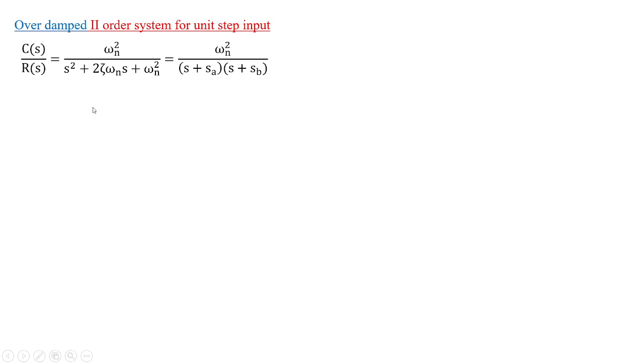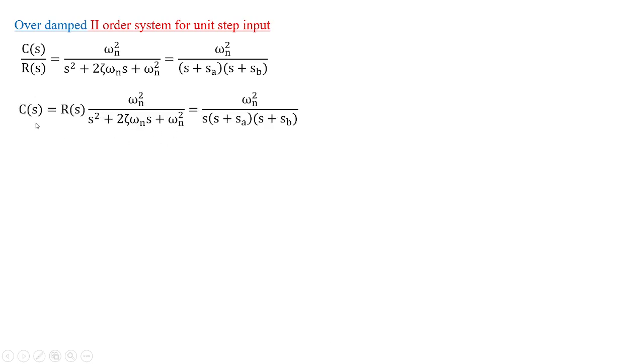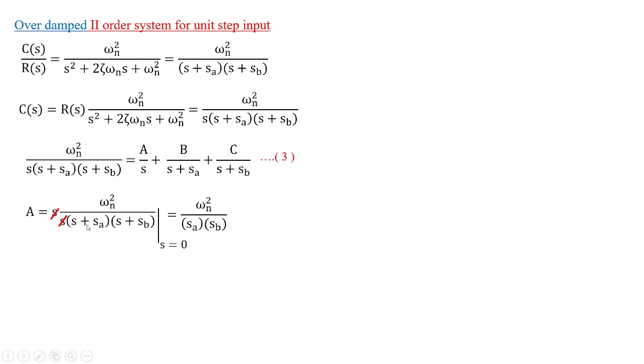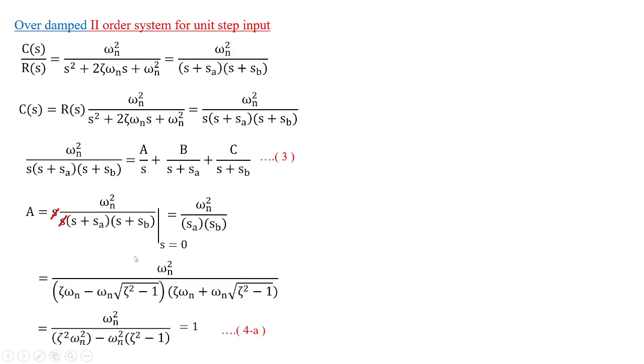Now take the transfer function and substitute the value of r of s as unit step, that is, 1 by s. Then c of s changes to omega n square by s into s plus sa and s plus sb. Now this is a partial fraction that can be solved with the help of the constants A, B, C. Get the value of A by substituting s equal to 0 in the partial fraction. Then you get the value of A, which is equal to 1. Just substitute the values of sa and sb which we had taken from equation 2.